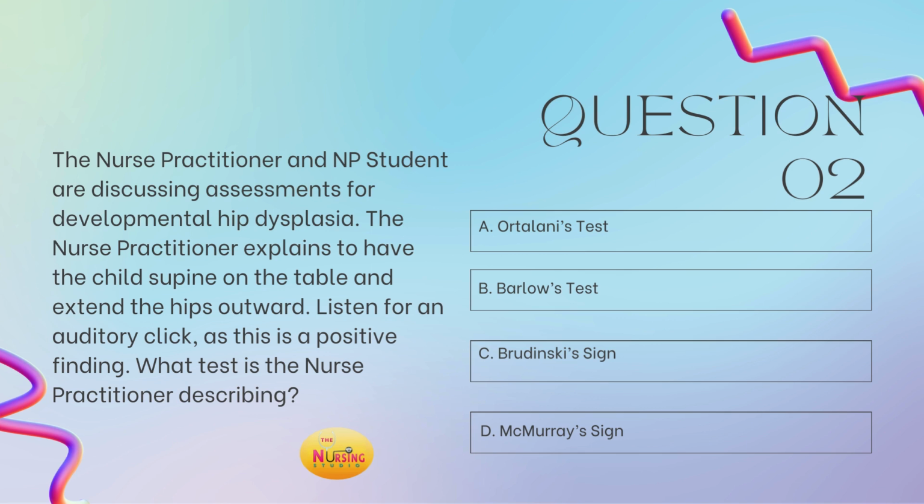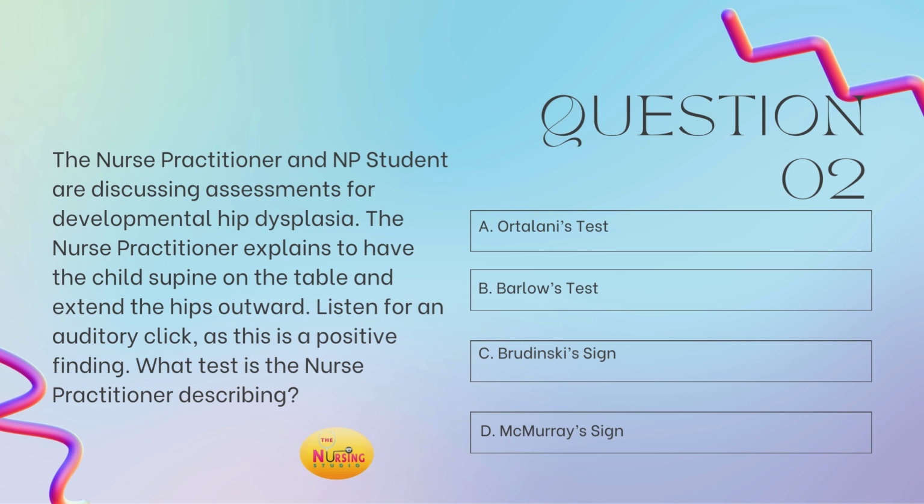Remember what the tests are utilized for, because you can use process of elimination even if you're getting stuck on boards. Sometimes I know all these tests run together, so you need to think through them based on the knowledge you do have. When we're doing developmental hip dysplasia, the two common tests are the Ortolani's test and the Barlow's test, right? Brudzinski sign is utilized as an assessment finding for meningitis, where the patient is lying supine, you bring their head up, and if it's positive, they'll bring their knees up as well. And McMurray sign is for meniscal tears, right? So you can eliminate C and D. Now we're down to Ortolani's and Barlow's.